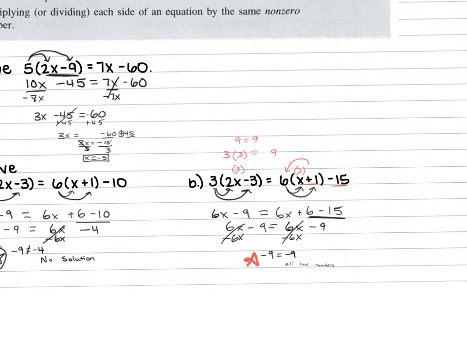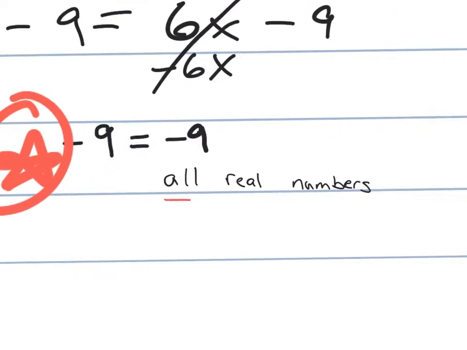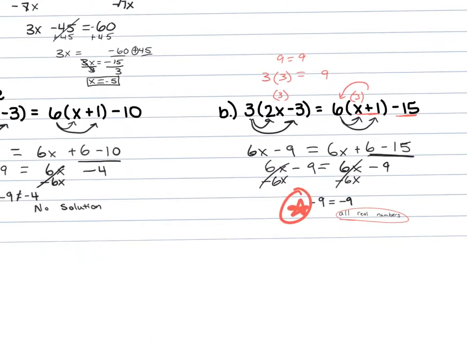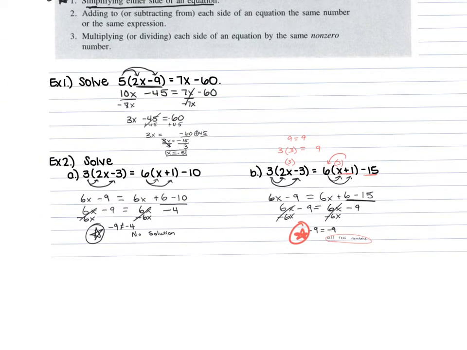So you should know the difference as to what it means when two things make a very logical statement, like -9 is equal to -9. That's going to end up as all real numbers. If it had ended up as 4 equals 4, that would still be all real numbers. 0 equals 0, all real numbers. 187,000 is equal to 187,000, all real numbers. But when we got to a statement that was not true, that's no solution. No number that you can put in there will make this true. So you're going to have to be able to tell the difference between those.